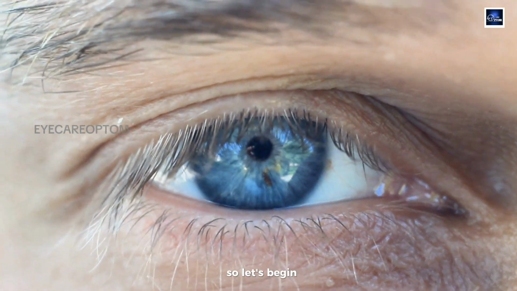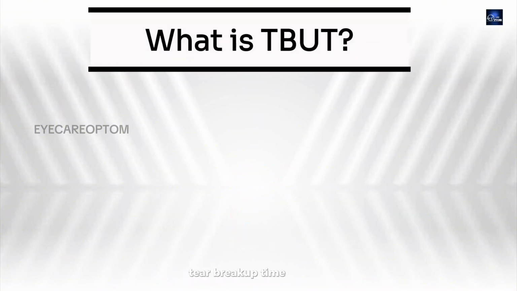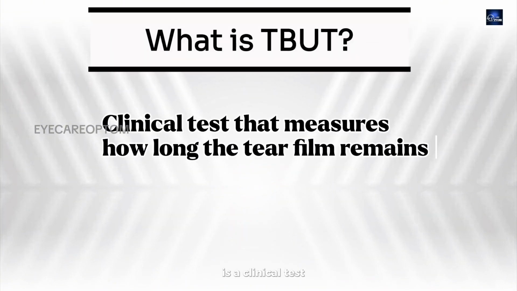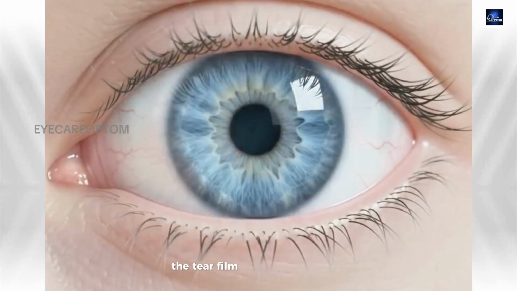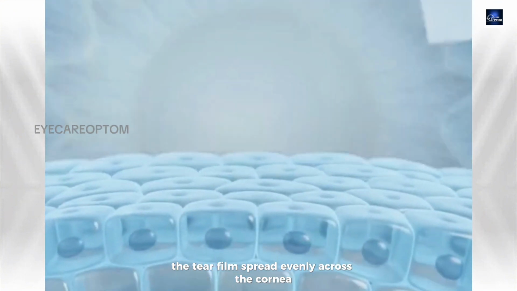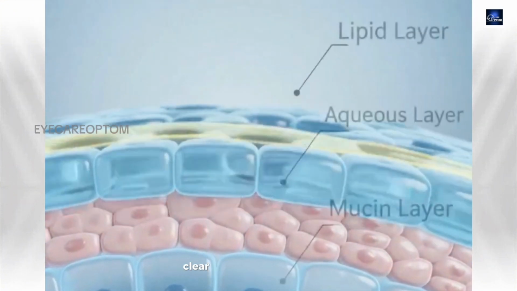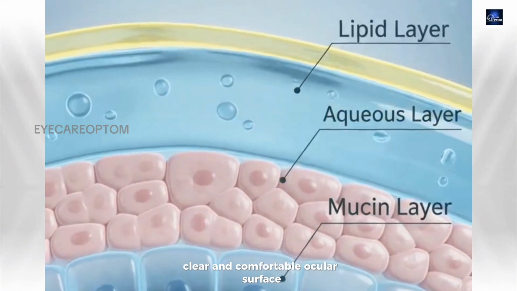So let's begin. Tear breakup time, or TBUT, is a clinical test that measures how long the tear film remains stable on the surface of the eye between blinks. After every blink, the tear film spreads evenly across the cornea to maintain a smooth, clear and comfortable ocular surface.